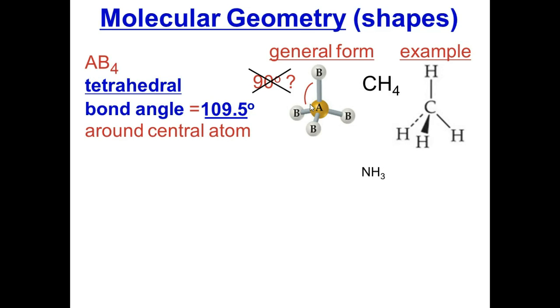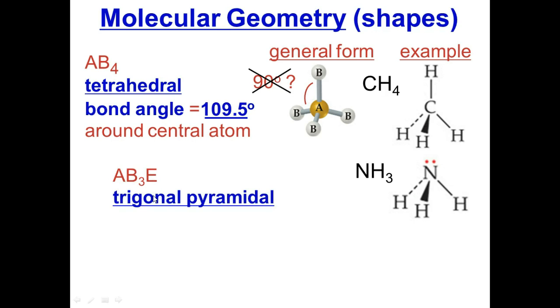And then we have NH3, which is an example of the third shape, which has 1 central atom, 3 bonds, and 1 lone pair, which is represented by the E. And it's called trigonal pyramidal. So tri for 3 atoms bonded to a central, pyramidal for like a pyramid. And it's because of this lone pair that all these atoms are pushed down, which causes the pyramid shape.